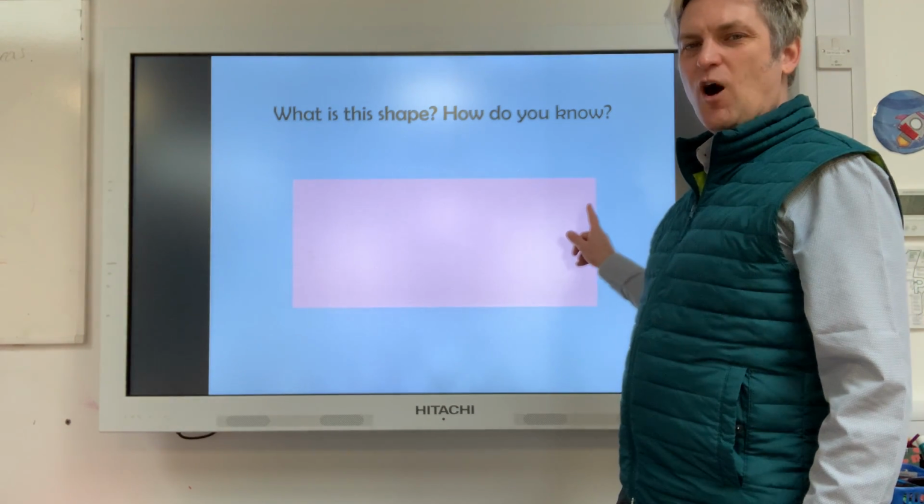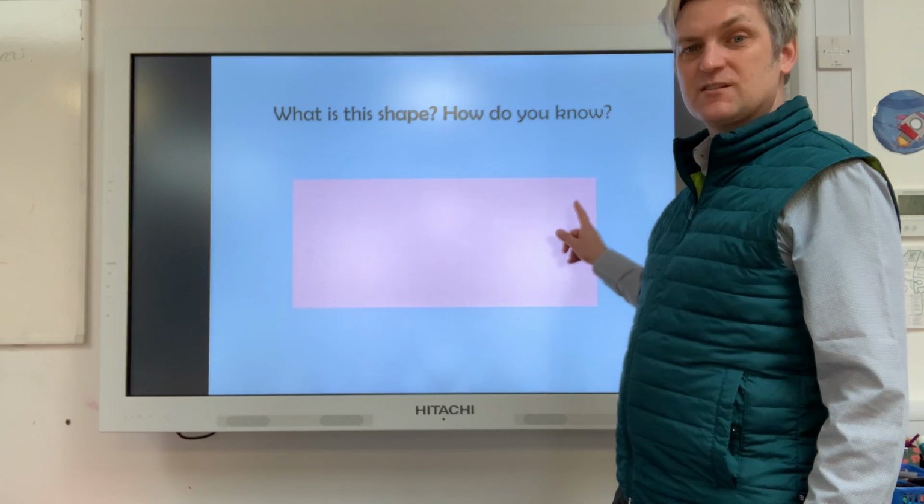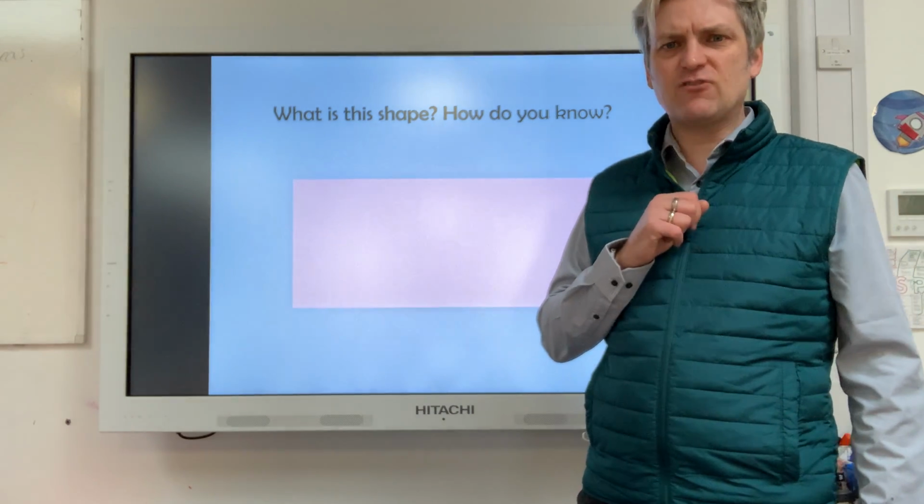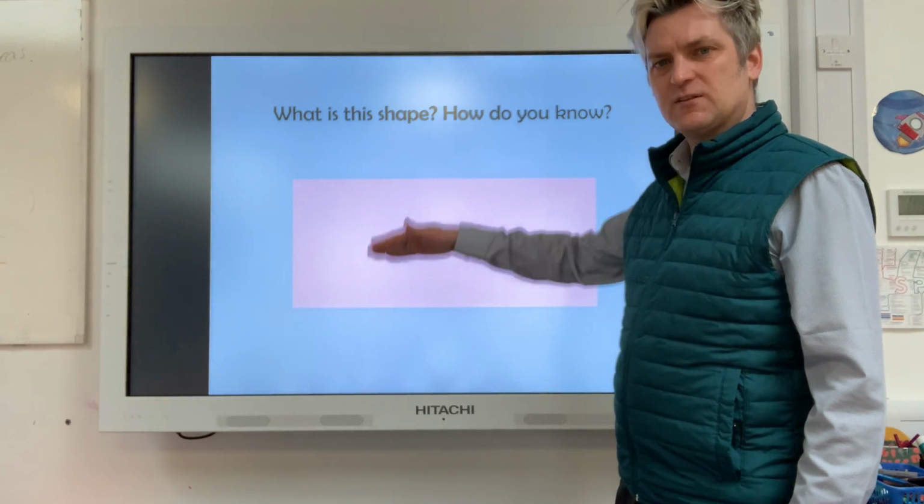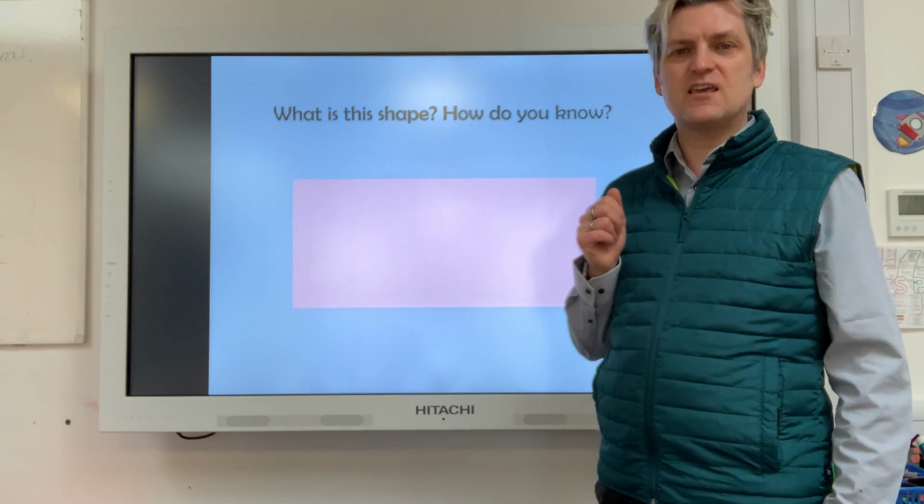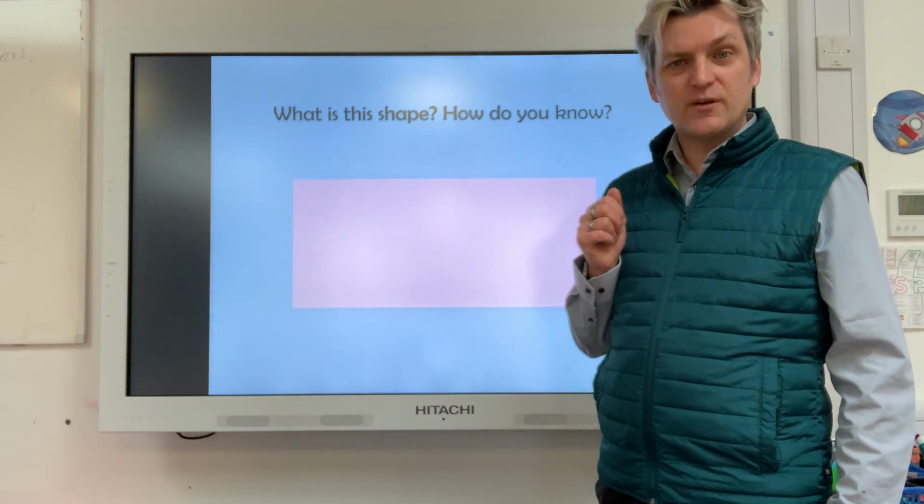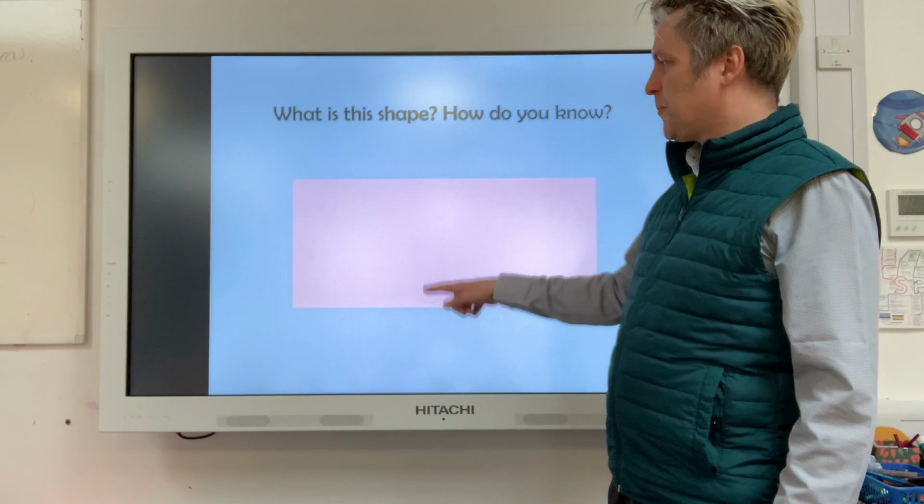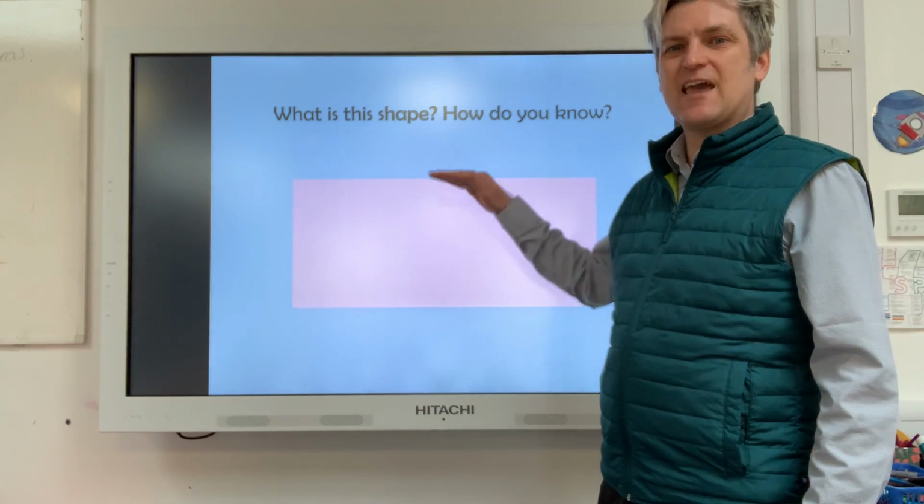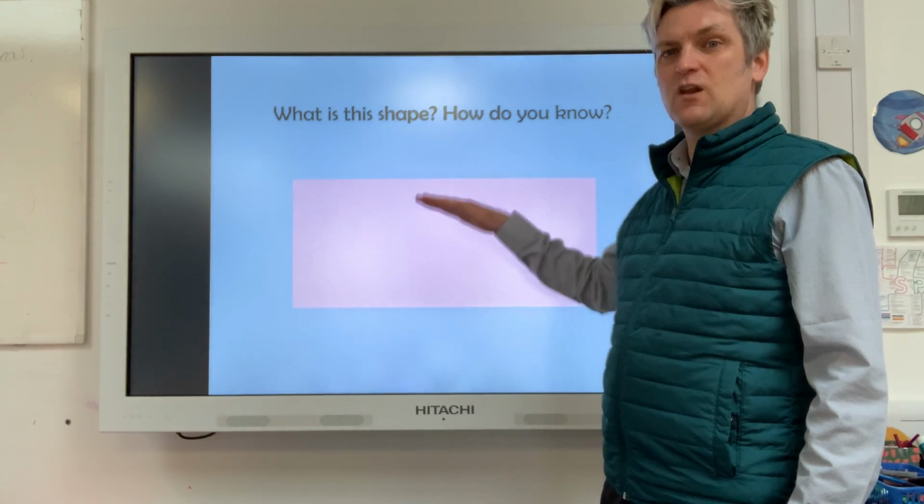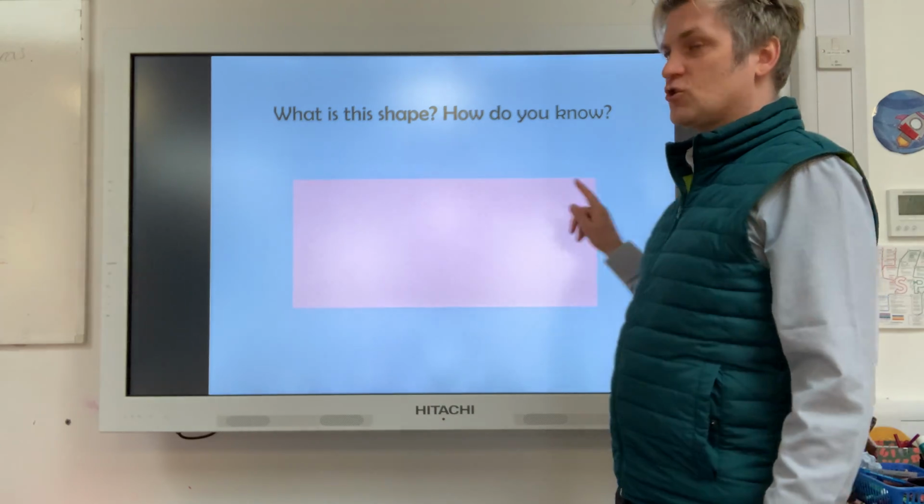Okay, what's this one here? Okay, yes, it's an oblong. Well done. Or rectangle, wasn't it? And what's that word that I really like about this one here and this one here? It's the opposite sides. Well done. The opposite sides are the same length, aren't they? So we've got 2 long and 2 short.